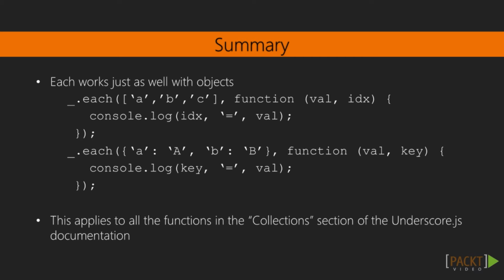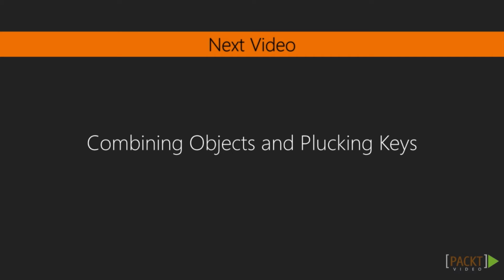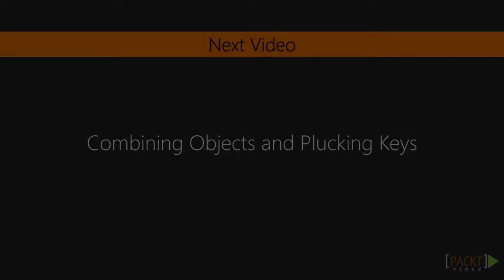In this video we saw how the each function can be used with objects as well as arrays, and we learned that this applies to a bunch of other functions in Underscore as well. We also saw the countBy function and added a weather conditions summary box to the top of the ISS flyovers app. In the next video we'll look at the Underscore extend function, which is used to combine objects, and we'll look at the pluck function, which can be used to extract a specific key from each of an array of objects. See you there.